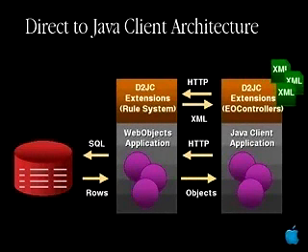Now we have pretty much all the pieces together to take a look at the complete Direct to Java Client architecture. It's still a 3-tier architecture. We have a WebObjects application and we have a Java Client application. But both on the server and the client side, we have extensions. The extensions on the server side are the rule system, and the extensions on the client side are all these EO controllers that I described before.